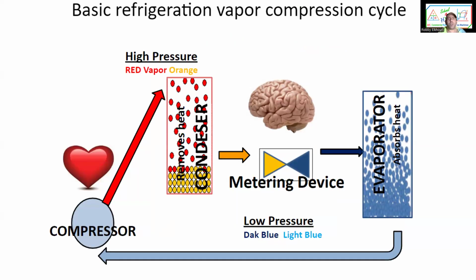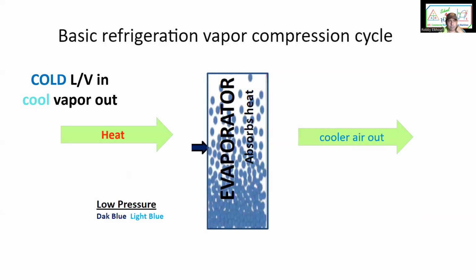Now, the basic refrigeration vapor compression cycle is made up of four main components. The evaporator, its job is to remove the heat. The compressor, its job is to circulate the refrigerant in the system and increase the pressure. The condenser, its job is to remove the heat, and the metering device regulates the flow of the refrigerant in the system. And we'll cover that in detail. We start with the evaporator because that's where the heat is being removed. Well, let's follow the heat.